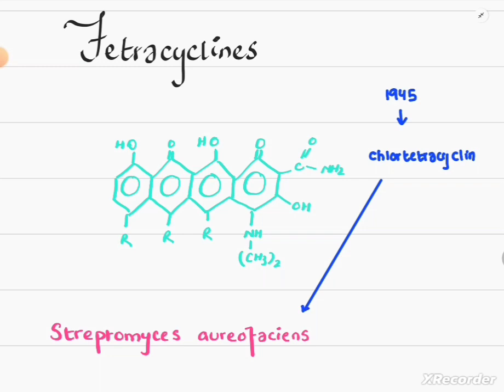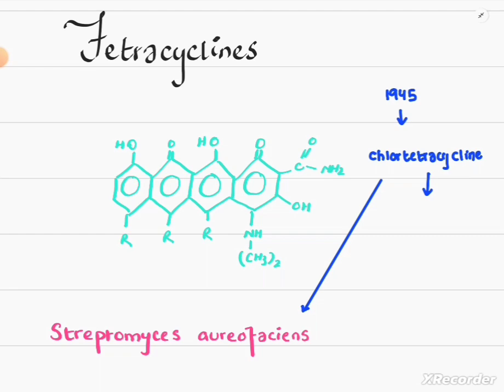So this was the bacteria from which he first isolated this drug, which is the first drug of this class, chlortetracycline, and from there the journey or the story of tetracyclines began. So in this video we will go through the mechanism of action, pharmacokinetics, pharmacodynamics, uses and adverse effects of the tetracycline. So let's start with the chemistry.